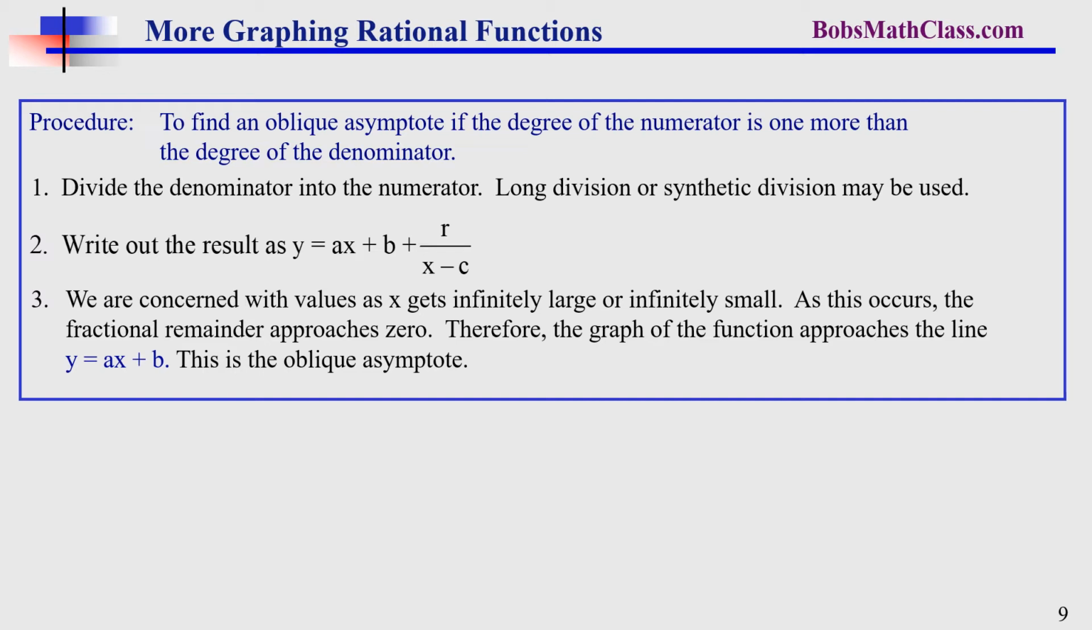Now you're going to write the result as y equals ax plus b plus the remainder over x minus c. And what we're concerned with is values as x gets infinitely large or infinitely small. As this occurs, the remainder approaches 0. So therefore, the graph of the function approaches the line y equals ax plus b. This is our oblique asymptote.